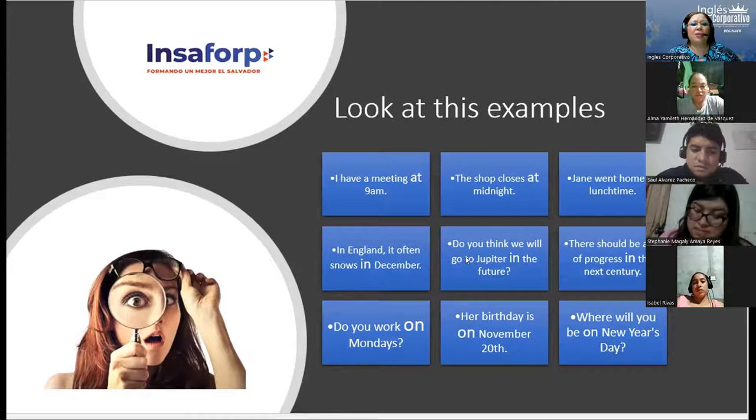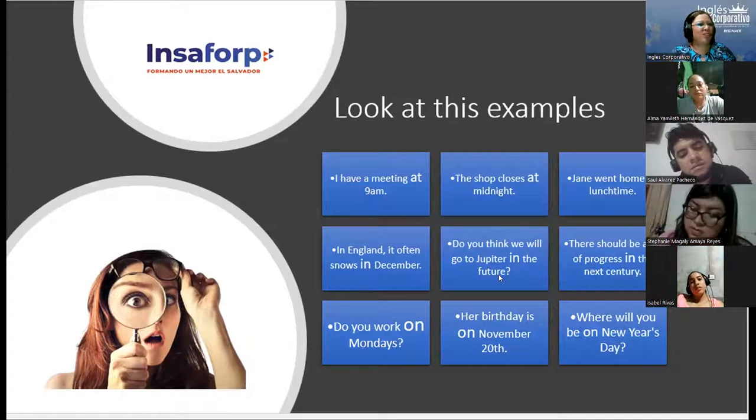Do you think we will go to Jupiter in the future? The future is a phrase. Okay, this is just an expression, in the future. We don't say on the future. We don't say at the future. We say in the future.